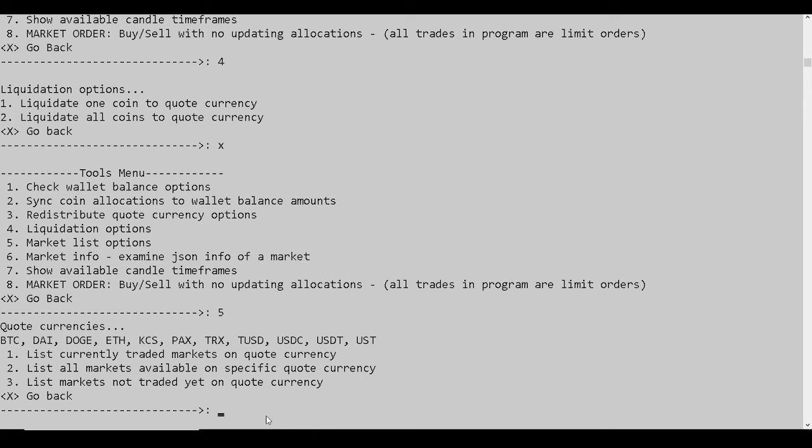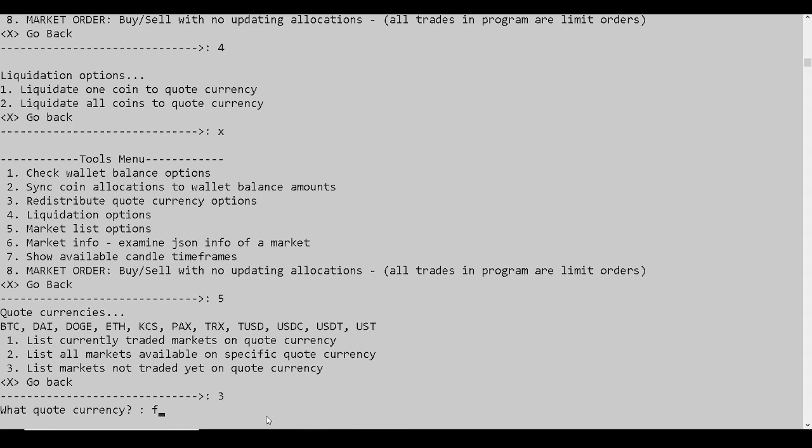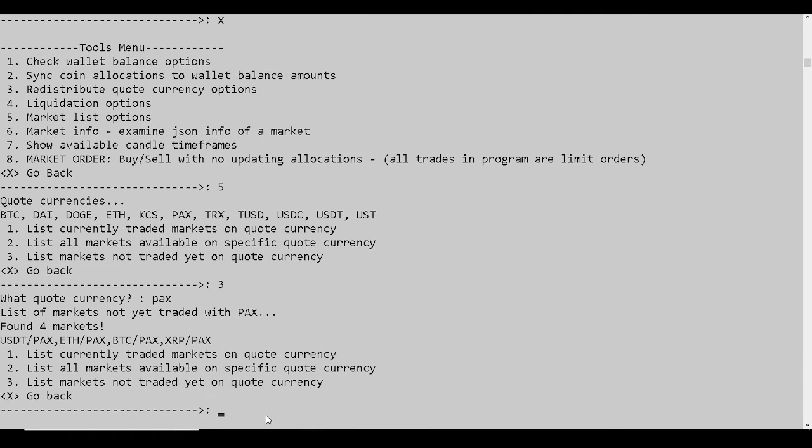Let's list the markets that I'm not trading on PAX. 4 markets. I'm not trading any of those. Anyway, so then you get a comma separated list if you want to feed that into the allocation setup, because that requires a comma separated list.